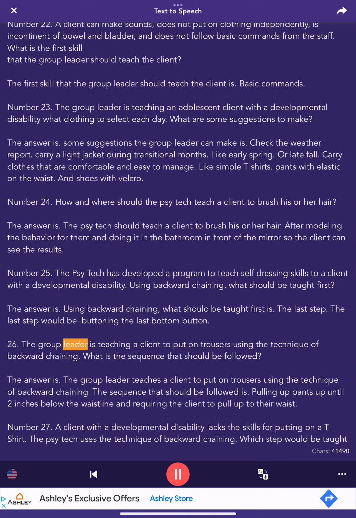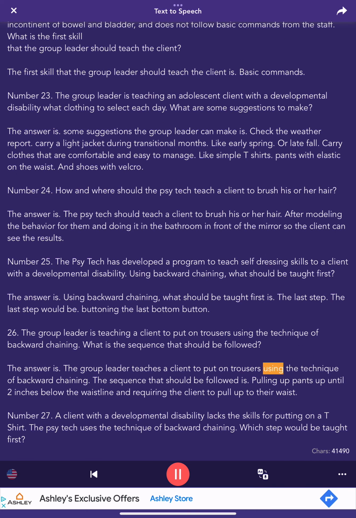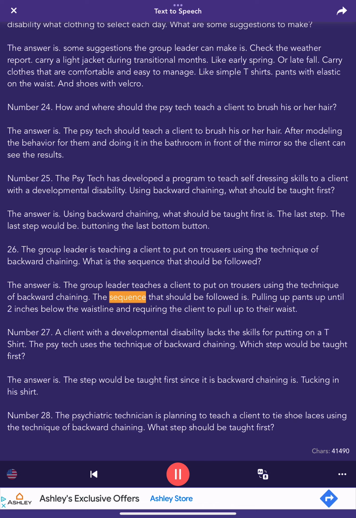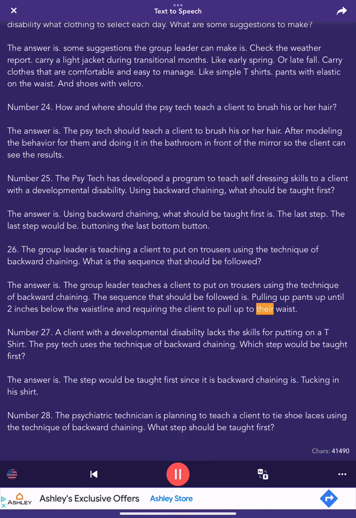Number 26. The group leader is teaching a client to put on trousers using the technique of backward chaining. What is the sequence that should be followed? The answer is, the sequence that should be followed is pulling the pants up until 2 inches below the waistline and requiring the client to pull up to their waist.